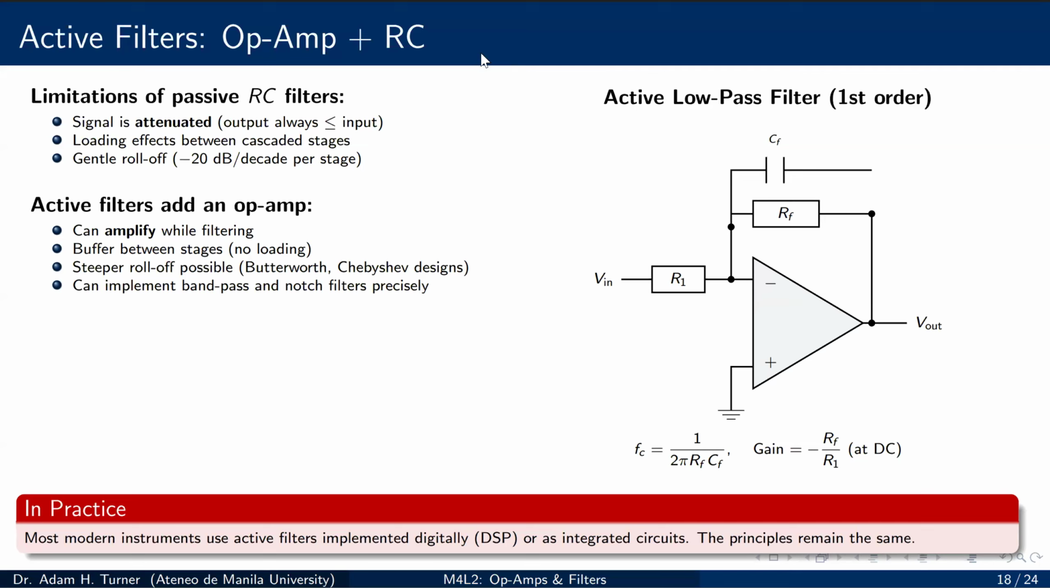The cutoff frequency is 1 over 2 pi RF CF, and the DC gain is negative RF over R1. The buffer property of the op amp also means you can cascade active filter stages without loading effects. And by choosing a specific component ratio, engineers can achieve much steeper roll-offs. Butterworth and Chebyshev designs give negative 40 or negative 60 decibel per decade. In practice, most modern instruments implement filtering digitally after the ADC, but the analog active filter is still used as an anti-aliasing filter before digitization, which we'll discuss in lecture 3.